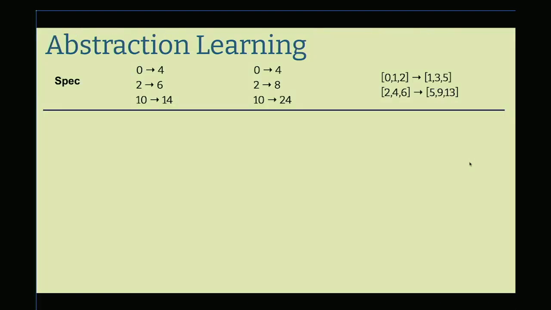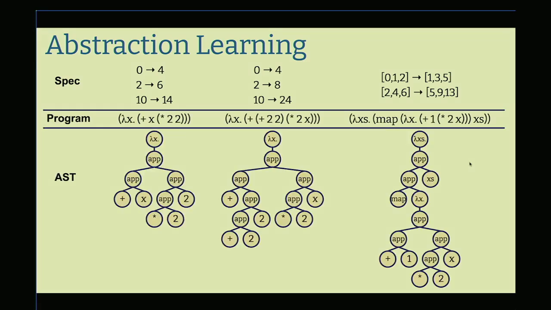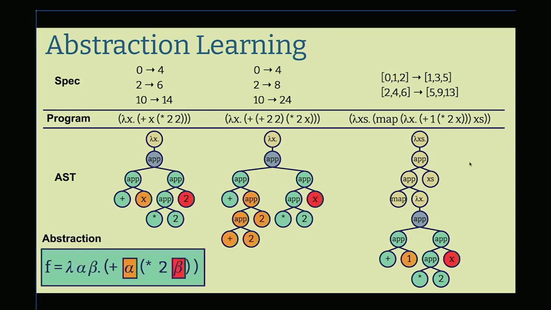So imagine you have a set of tasks in a simple arithmetic domain like these. These are specified by some input-output examples, and we could ask a synthesizer for solutions to these tasks in a lambda calculus with some basic DSL. Now, the details of these programs aren't too important, but what is important is that they all share some common structure. They all involve adding something to 2 times something else. And you could actually write this common structure as a function like so.